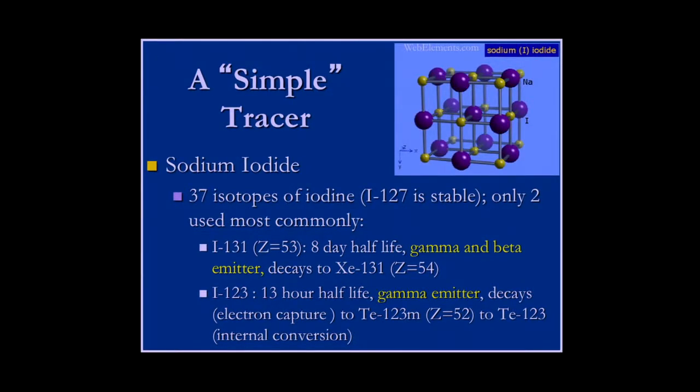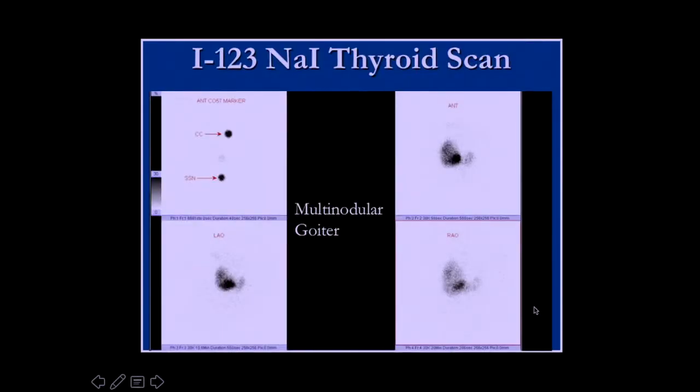And then I-123, 13-hour half-life, gamma emitter, and then decays to technetium-120. To technetium, a little bit of error there. Oh yeah, that's right. Should be tellurium, but anyway. It decays to something more stable.